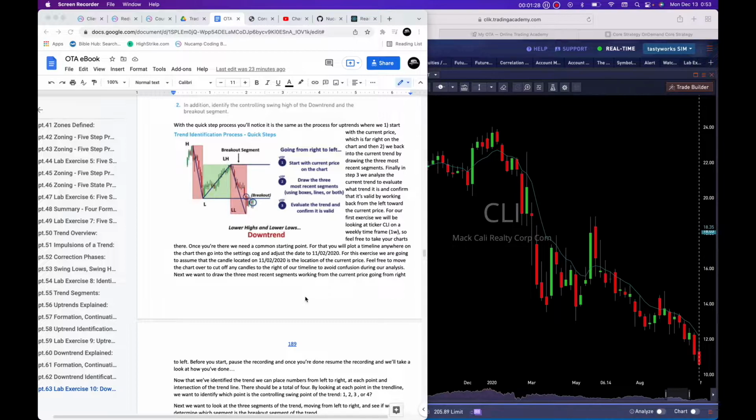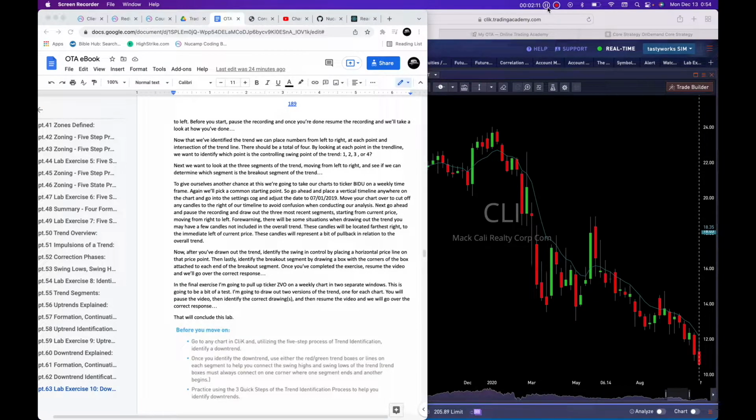So for this exercise, we're going to assume that the candle located at 11/2/2020 is the location of current price. So feel free to move your chart over to cut off any candles to the right of that timeline, in order to just avoid any confusion during our analysis. All right, the next step from current price, we want to draw the 3 most recent segments working from the current price going from right to left. So before you start, go ahead and pause the recording. And then once you're done, resume the recording and we'll take a look at the correct answer. Go ahead and pause the video now.